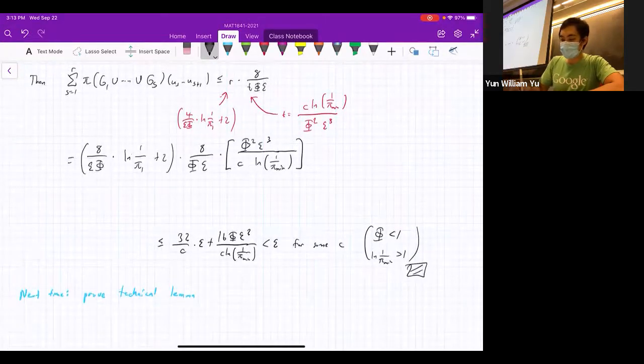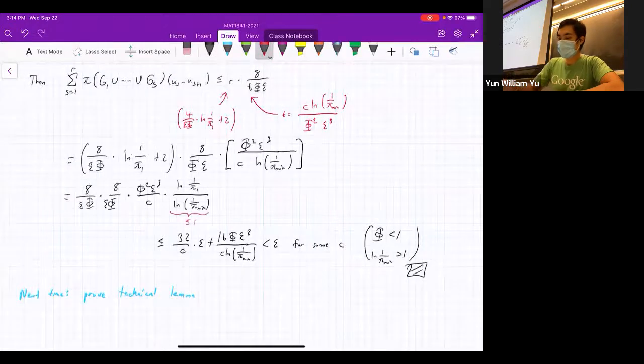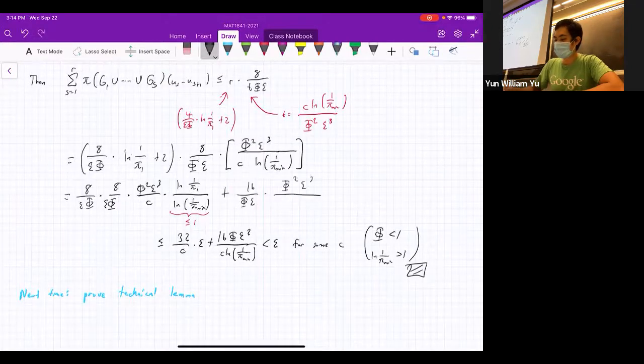We can cancel out a bunch of these things, and you end up with 8 over epsilon phi times another factor of 8 over epsilon phi times phi squared epsilon cubed over c times log of 1 over pi 1 and log of 1 over pi min. But of course, we can relate those two to each other since pi min is less than or equal to pi 1. And so this entire thing is less than or equal to 1 plus 16 over phi epsilon times phi squared epsilon cubed over c log of 1 over pi min.